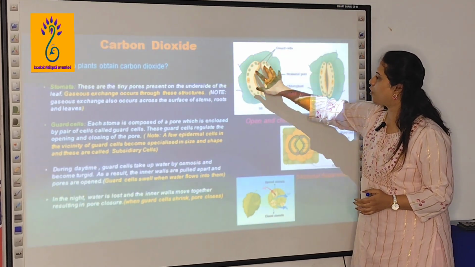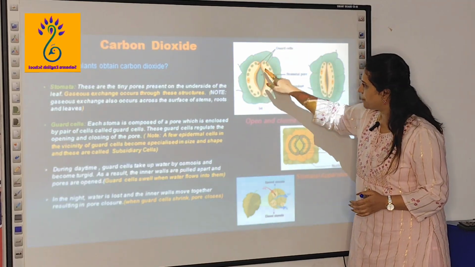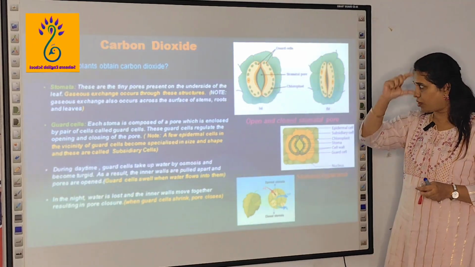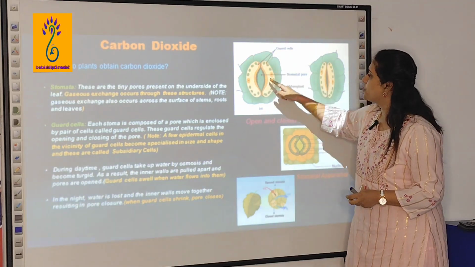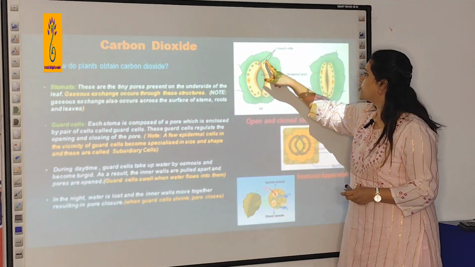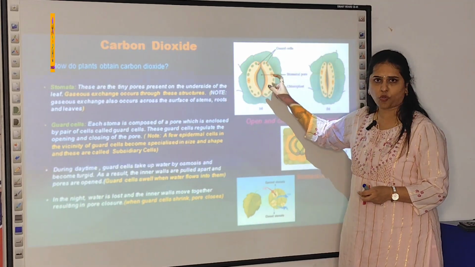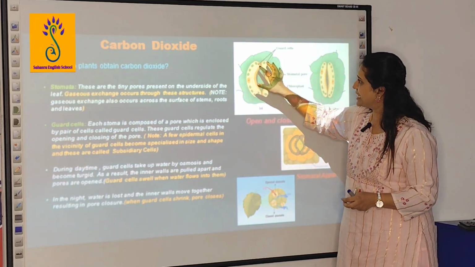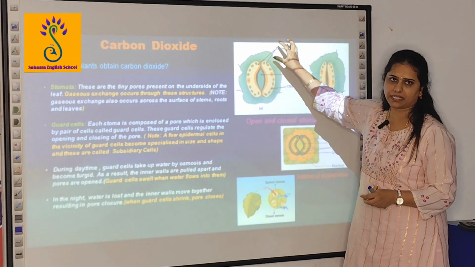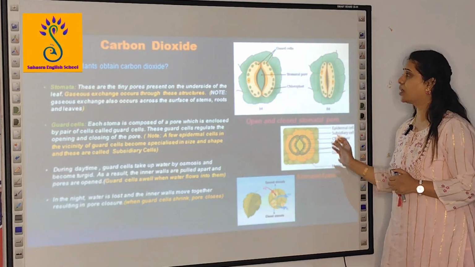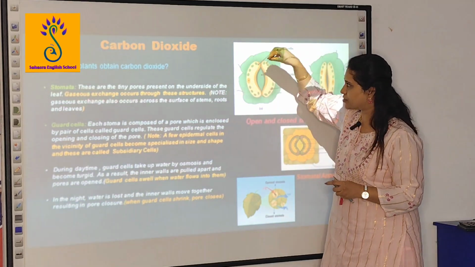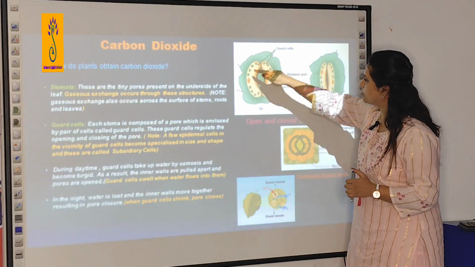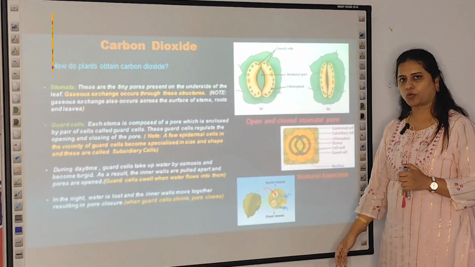These are called guard cells. This aperture or a hole is called stoma, or stomatal pore. So this stoma, this aperture, is guarded by this guard cell. Whenever water enters through this, you can see the green dots over here too, yeah, those are chloroplasts.